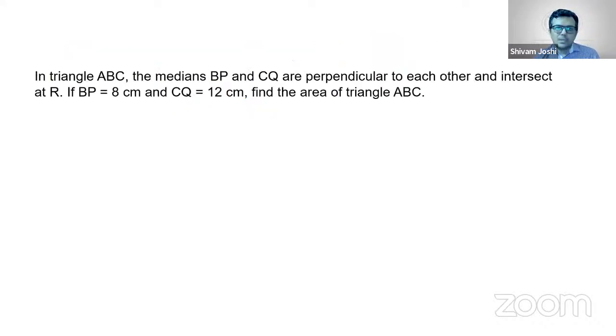In the triangle ABC, the medians BP and CQ are perpendicular to each other.